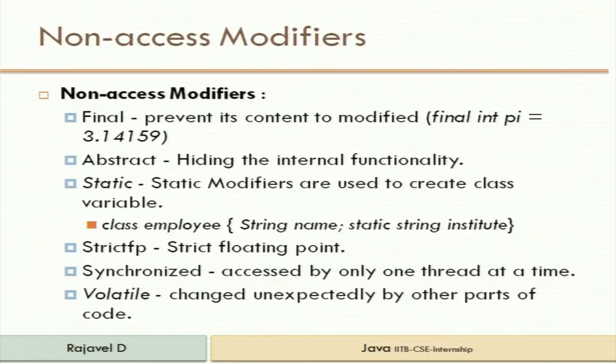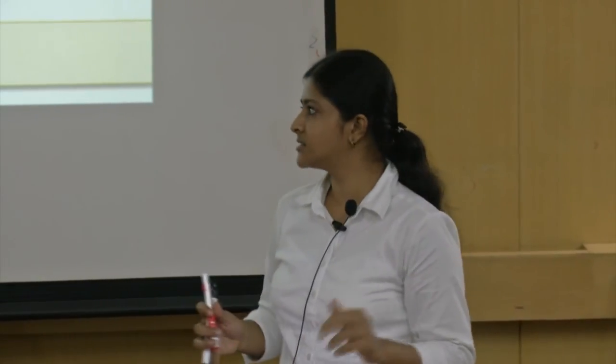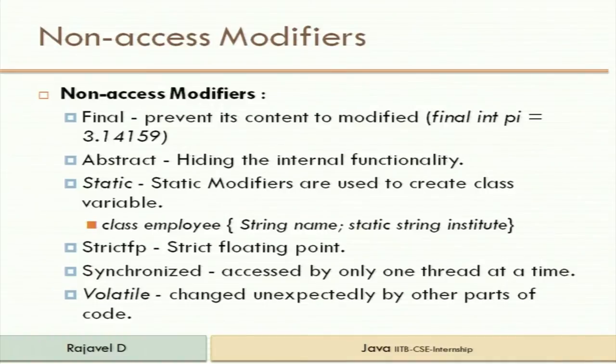Strictfp is strictly floating point. It cannot be redefined. Even if you put 10, it will be taken as 10.00. Synchronized, access only by one thread at a time. Say, for example, there is only one track and two trains have to travel on the same track. So they use something called synchronization. They have signals. One train goes and then the next train comes in. If they go together, it will be a problem, right? So this is called synchronization in layman's terms. And volatile, changed unexpectedly by other parts of the code.